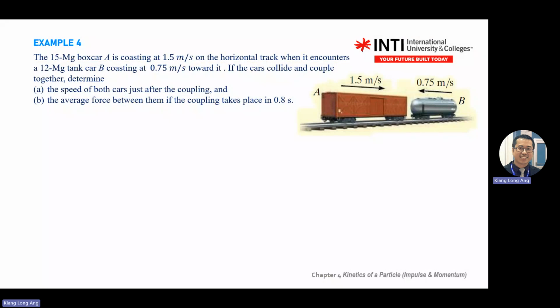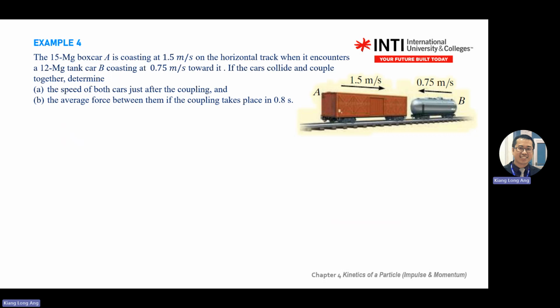Okay, so this one is another application of conservation of momentum. So you have two bodies there. Okay, so you have a box, red color A, and another tank B. Both move in different directions. One moves at 1.5 towards B and 0.75 towards A. Each one gives you the mass in megagram. Remember to change them into SI units, which is kilograms. One of the careless mistakes here is when you see megagram, you don't know how to change to kilogram. Okay, so change 15 megagram into 15 times 10 to the power 3 kilograms. All right, so it's costing along a horizontal track.